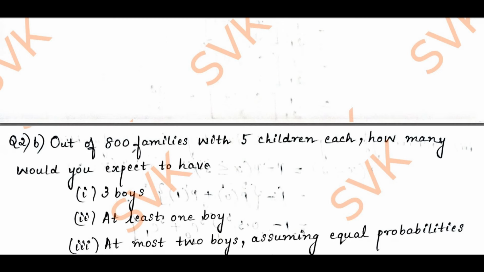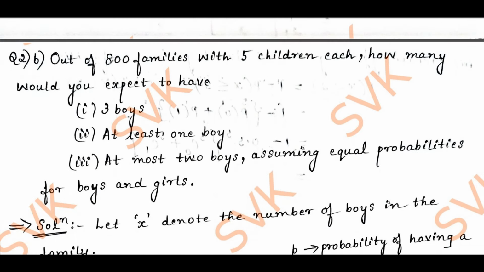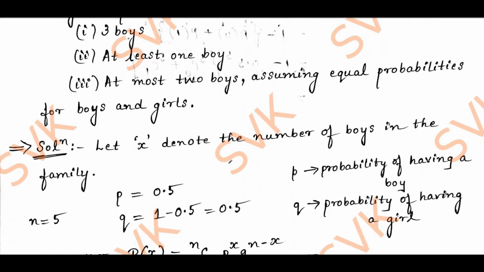Moving on to the next question. That is question number 2b. Out of 800 families with 5 children each, how many would you expect to have 3 boys, at least 1 boy, at most 2 boys, assuming equal probabilities for boys and girls. So this problem is of the form binomial distribution.